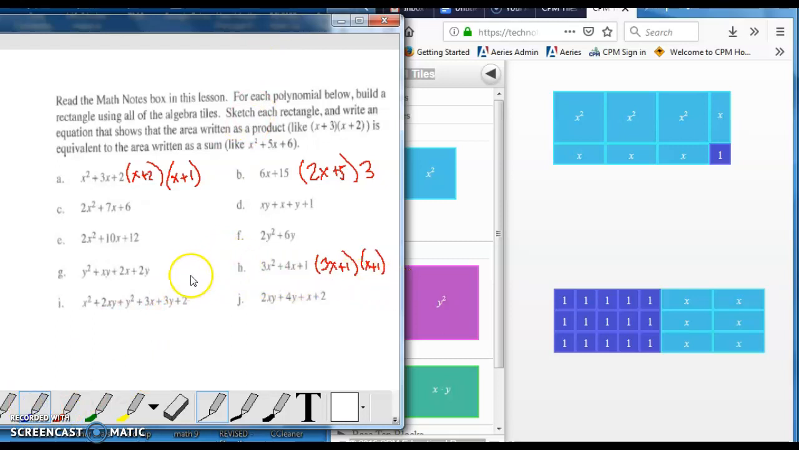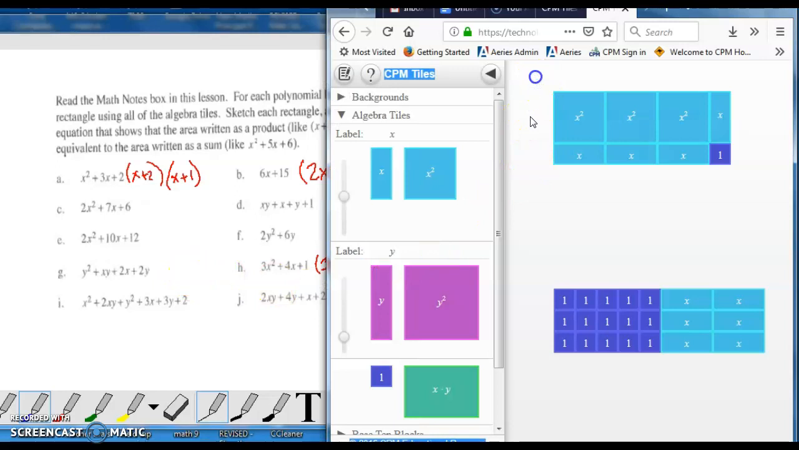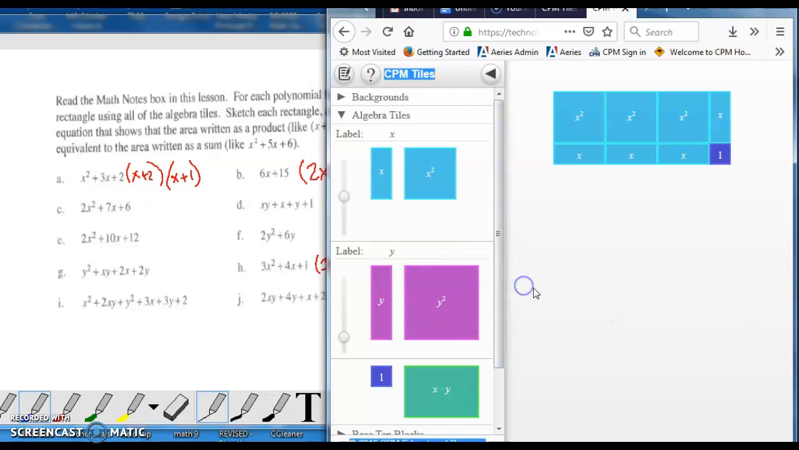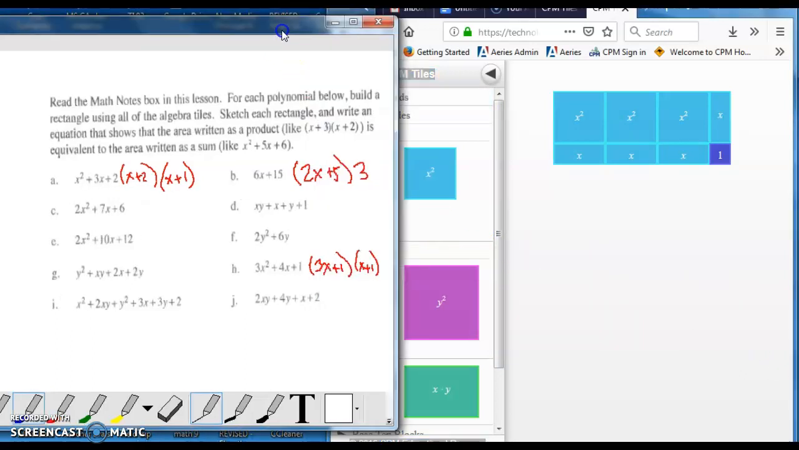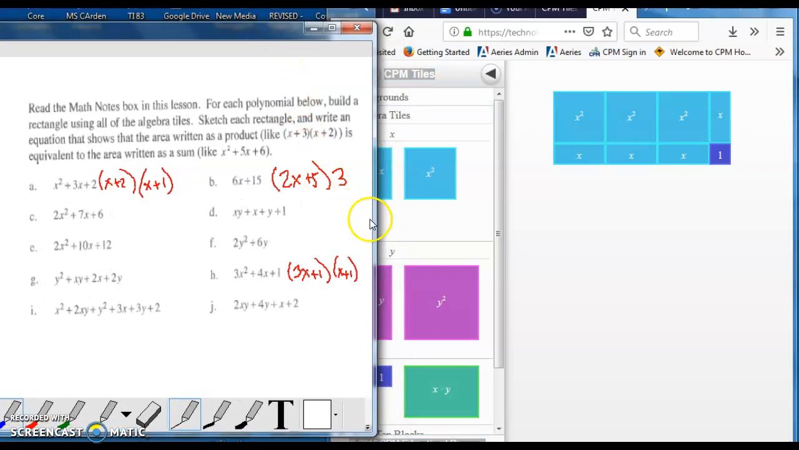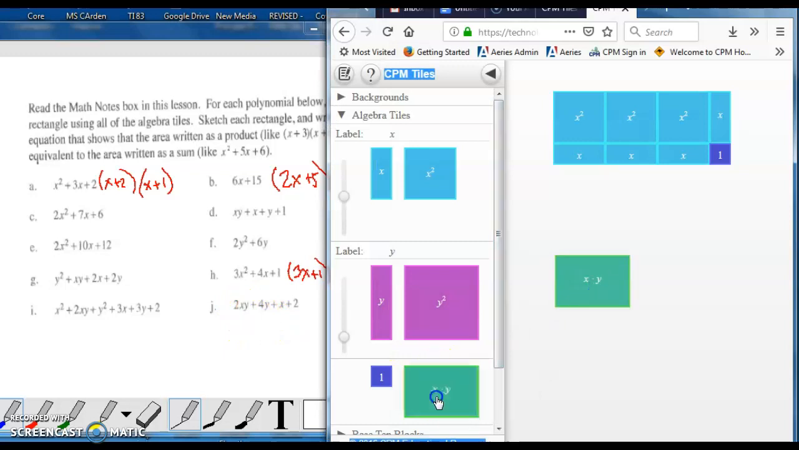Let me kind of give you guys, let's do one more. Let's bring this away. Ooh, nope. Those are gone. Okay, so which one should we do? J looks interesting. J has the xy in it, so let's do that one. So I got 2 xy's. So let's bring those out. So 2 xy's. I got 4 y's.